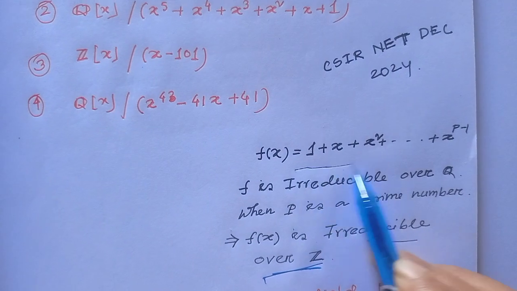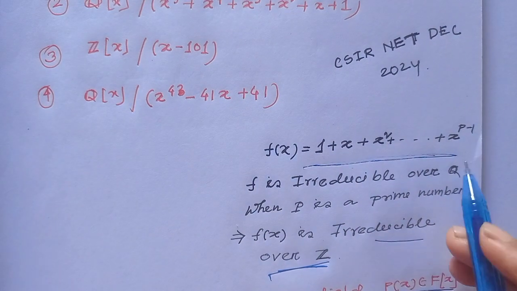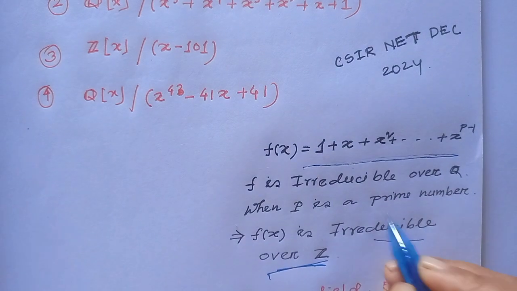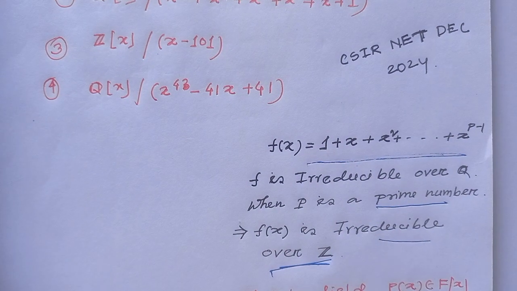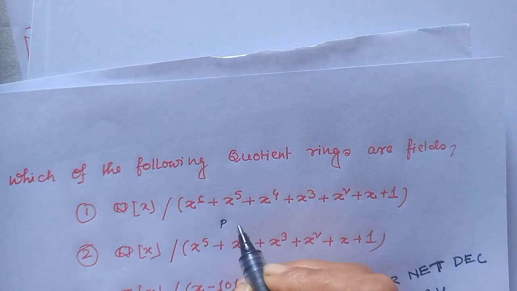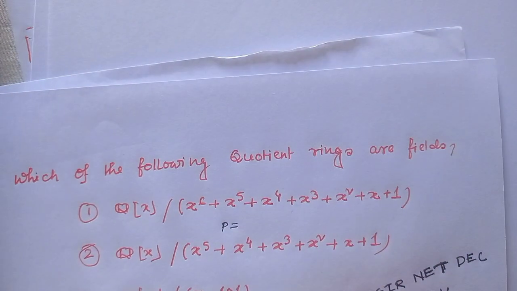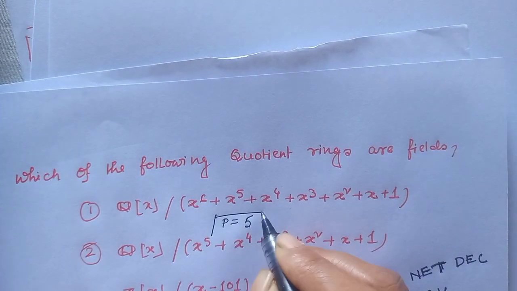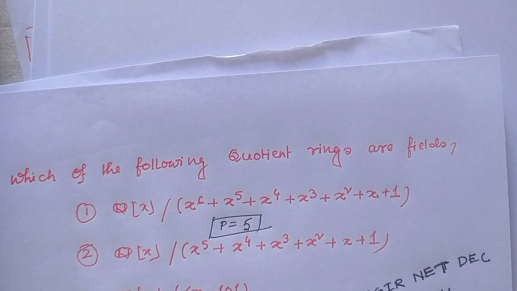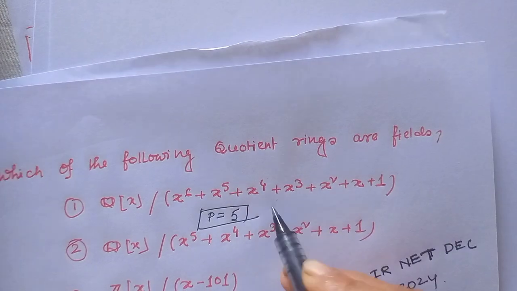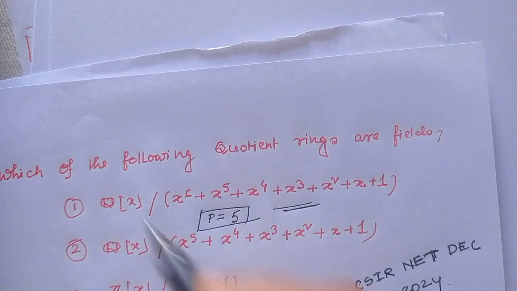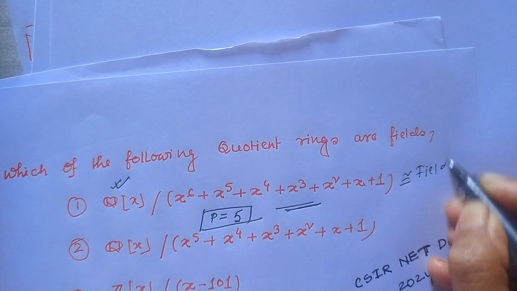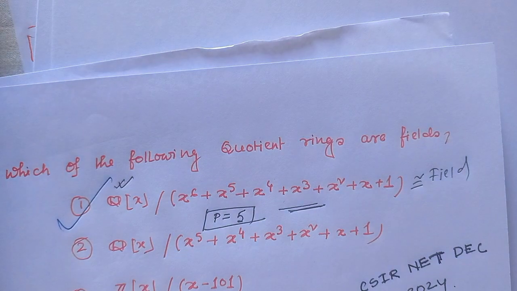We all know this looks like a cyclotomic polynomial, and it is irreducible over Q when p is a prime number. Here p equals 7, which is a prime number. Since this is an irreducible polynomial and Q is a field, this is isomorphic to a field. So option 1 is a right option.